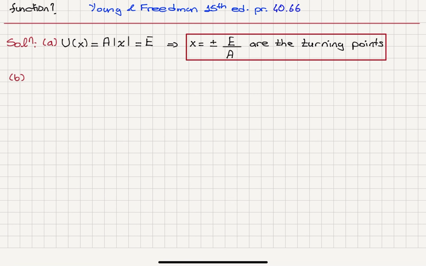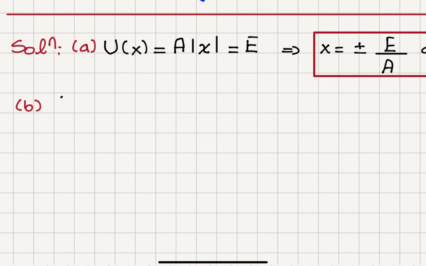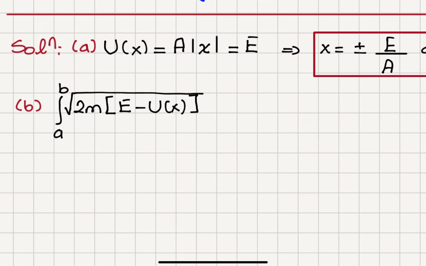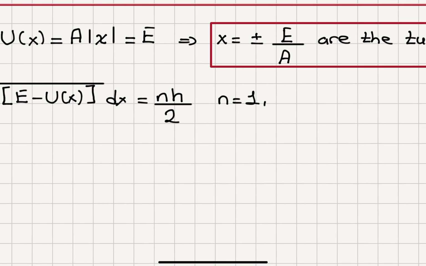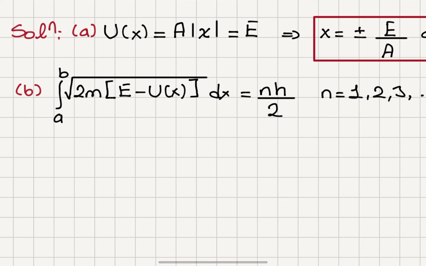Now I'm going to write the WKB expression: the integral between the turning points a, b of the square root of 2m times the bracket E minus U of x, dx, is equal to an integer number times Planck's constant divided by 2, where this integer is 1, 2, 3, etc. And we're substituting for the potential energy A times the absolute value of x, and for the turning points minus E divided by A and plus E divided by A.